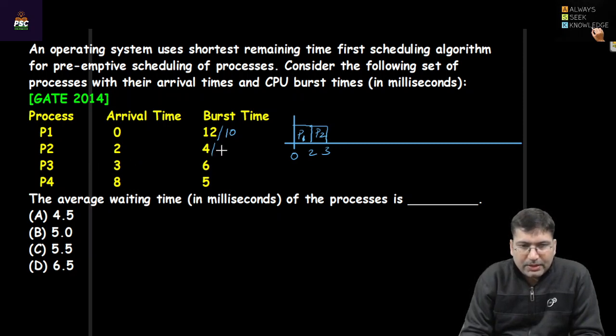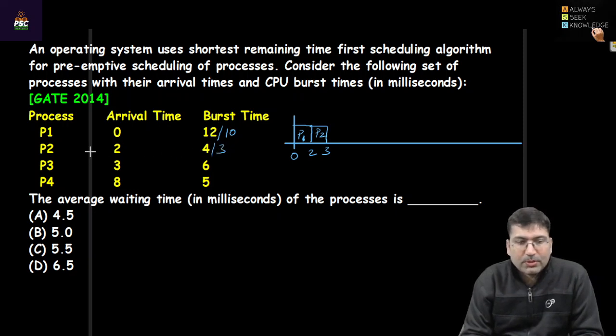So at 3, if we consider, it is requesting 3 units of CPU cycles. P3 has arrived, it is requesting 6. So if we compare, the shortest required CPU burst is of P2, so P2 will be scheduled again, and P2 will continue for the next 3 cycles. So it will finish its lifetime, let's say by 6, right?